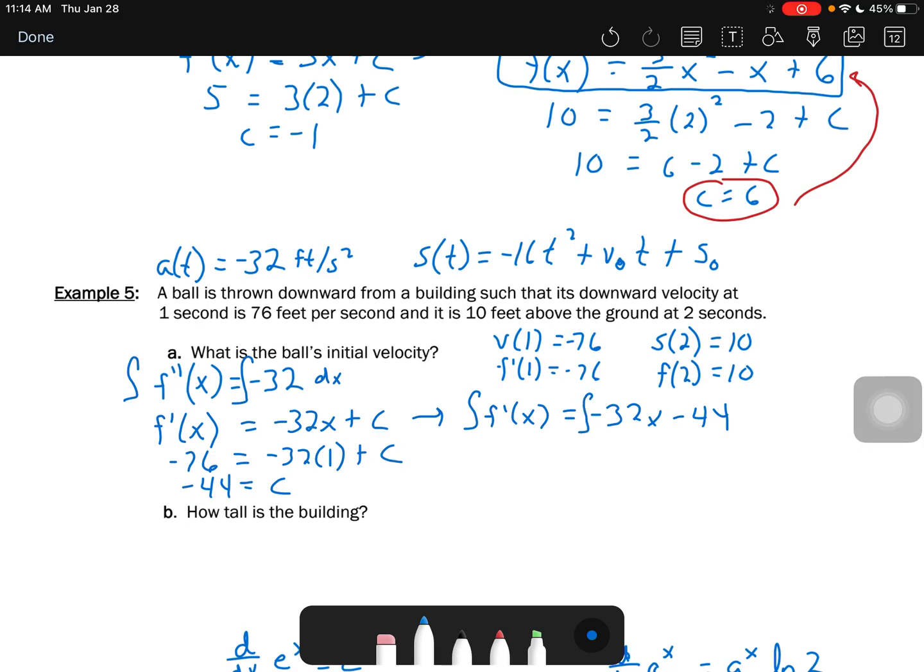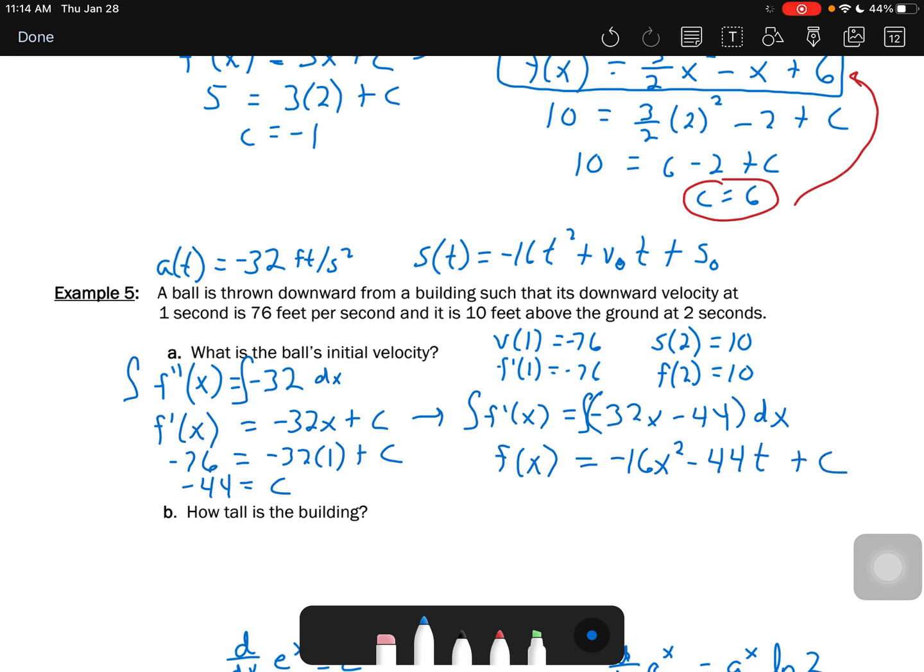So we're going to integrate this side and integrate this side with respect to x. That's going to bring me down to my f of x function, which is my position function. And here, if I add an exponent, that's going to be x squared. I'll divide by 2, so that's going to be my negative 16x squared, which is looking like it should. x instead of t, it doesn't matter. And then minus 44t, and then plus c again. That c is going to be our starting position, but we should be able to figure that out from this information now, right?